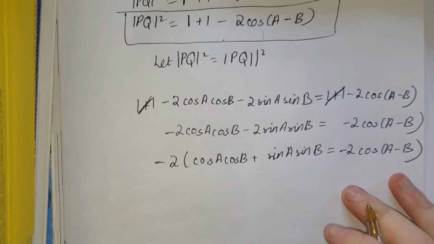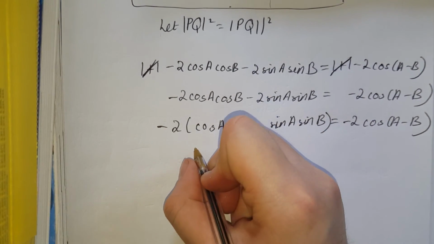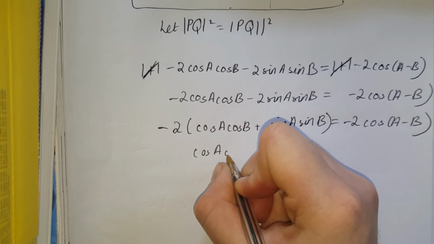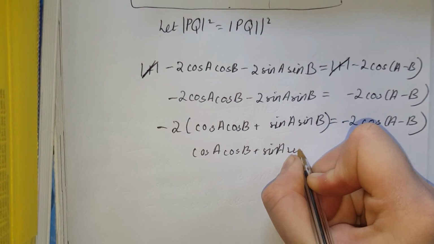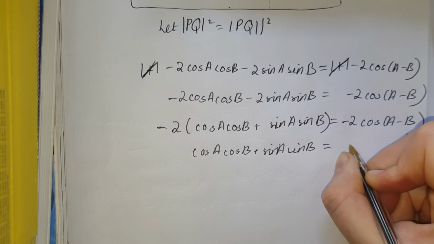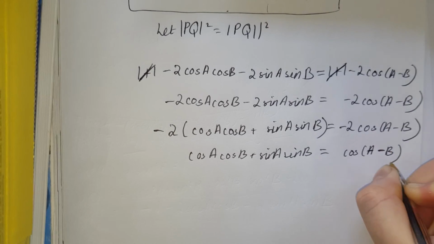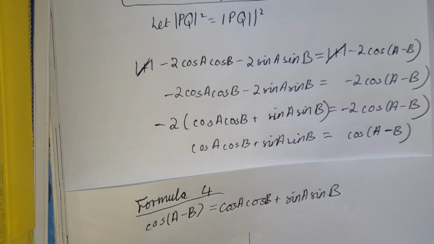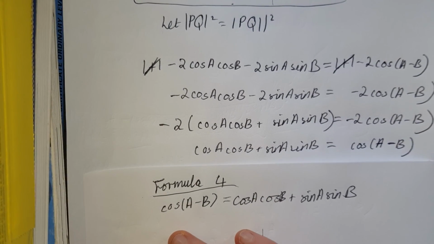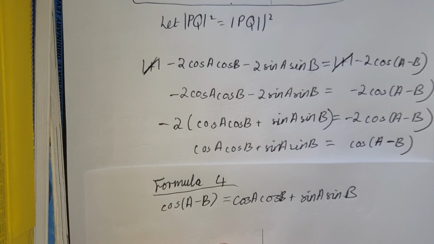If I divide both sides by minus 2, I get cos A cos B plus sin A sin B is equal to cos of A minus B. And this is the compound angle formula that I wanted to prove at the start. So I can say that I have proven this trigonometric identity.